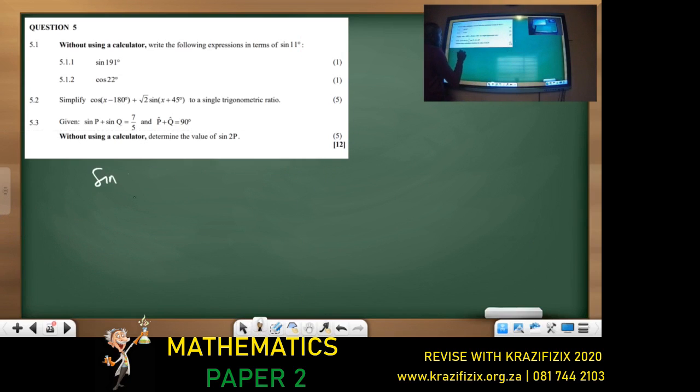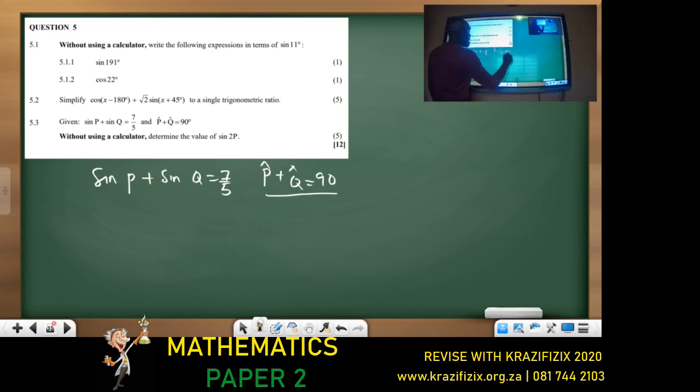Given that sine p plus sine q equals 7 over 5, and p plus q, oh, this is actually talking about complementary what? Angles. There must be something there. Without the use of calculator, find the value of sine 2p.